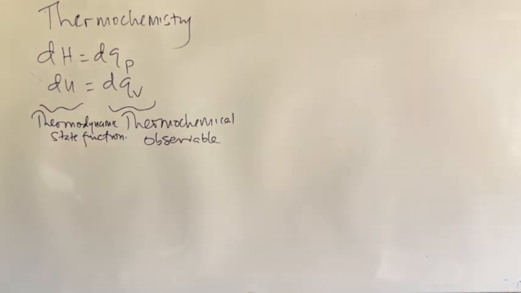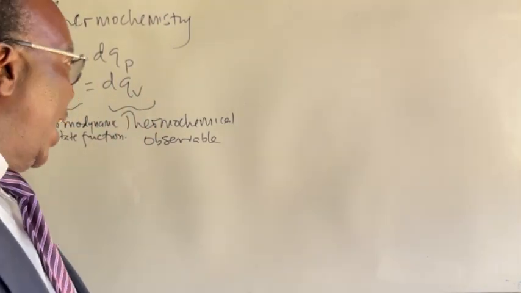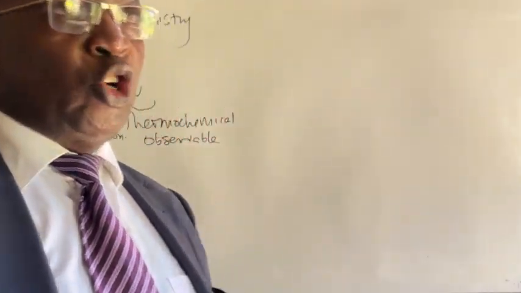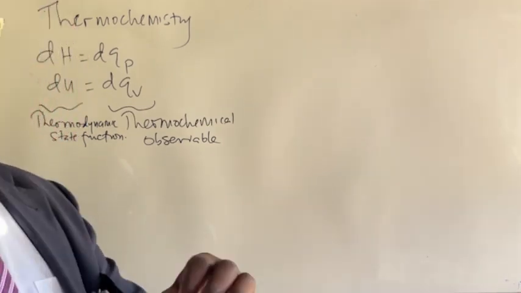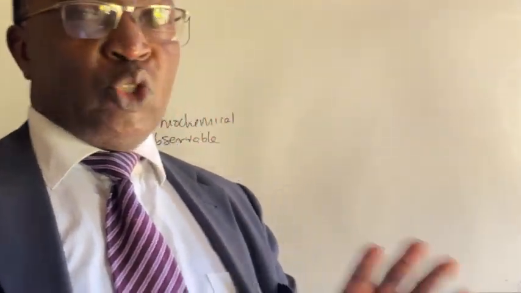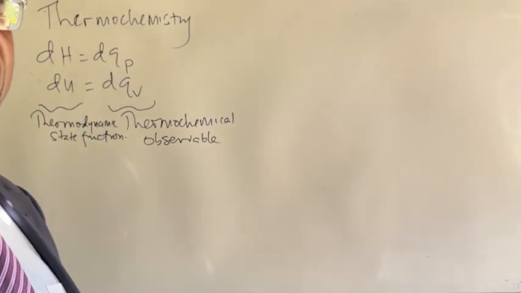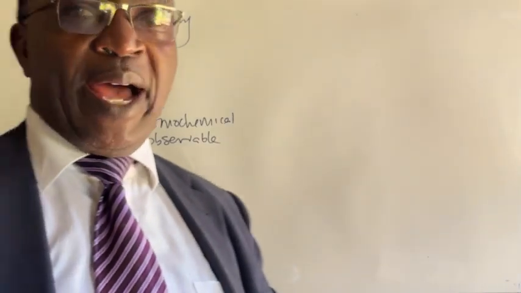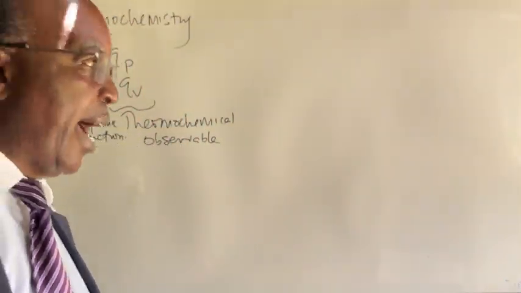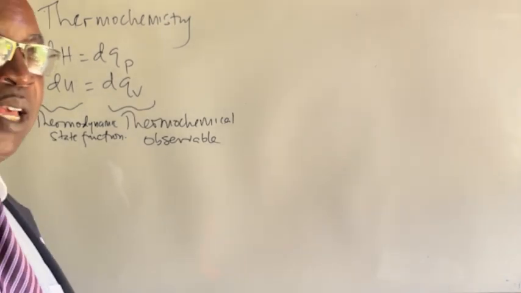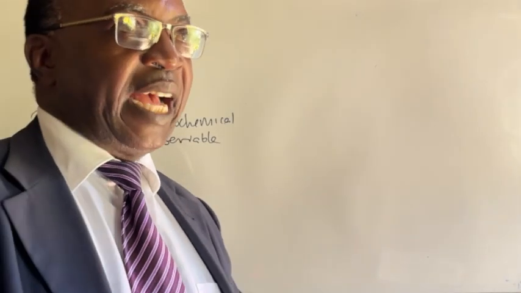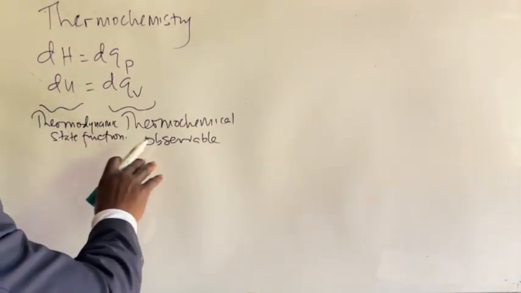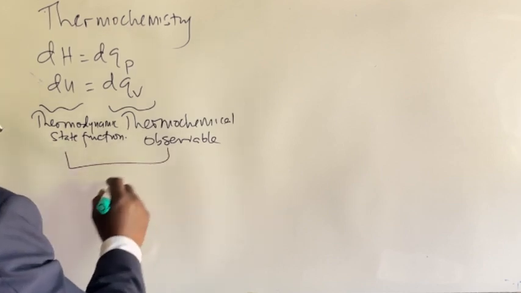Now, we said that Q and W, which are path functions, and in this particular case, a thermochemical observable, depend on the path which you follow during the process. If it's adiabatic, then there's no heat transfer between the system and the surroundings, so Q is 0. If it's non-adiabatic, then Q will have some value. And when we talk of thermodynamic state functions, we said they depend on the state of the system, and they are exact differentials. In the earlier lectures we showed what exact differentials are. So this link between thermodynamic state function and thermochemical observable is critical in thermochemistry.